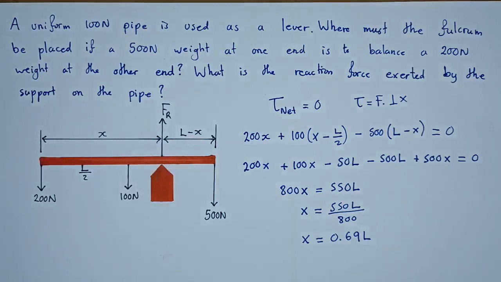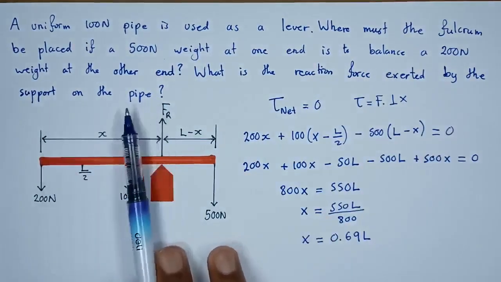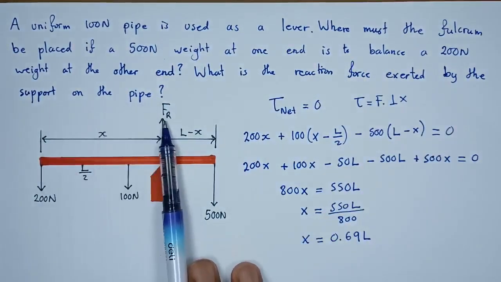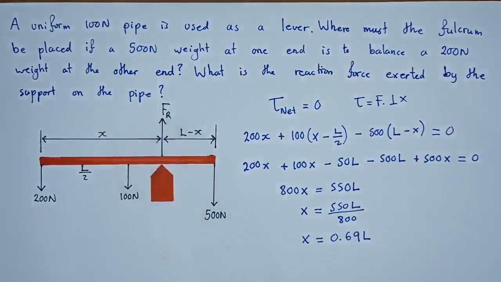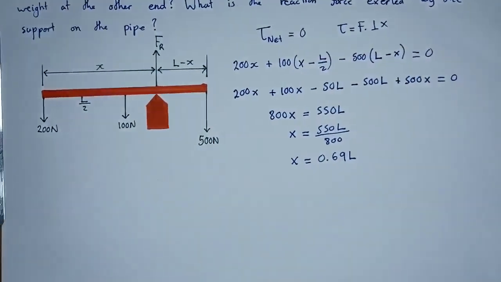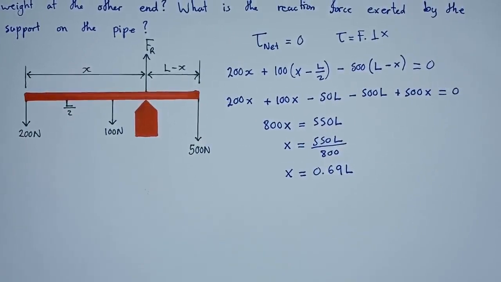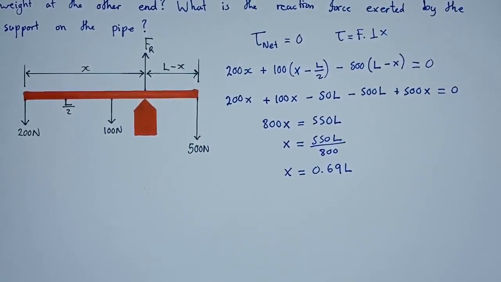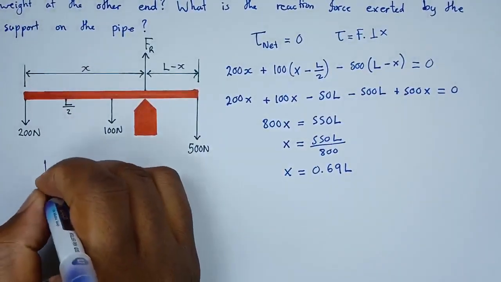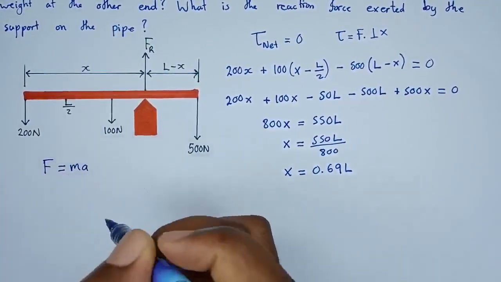Okay. So now that we have that, the second part of the question says, what is the reaction force exerted by the support on the pipe? The reaction force is this one here. So for this reaction force, we're not going to use the concept of torque. Rather, we're going to use Newton's second law of motion. According to Newton's second law of motion, force is a product of mass and acceleration. I believe we all know that. So Newton's second law states that force is a product of mass and acceleration.